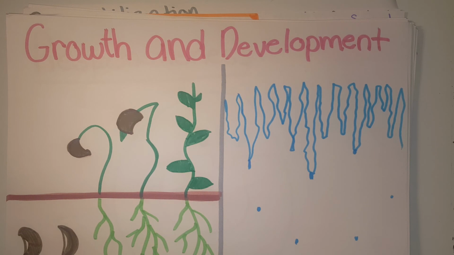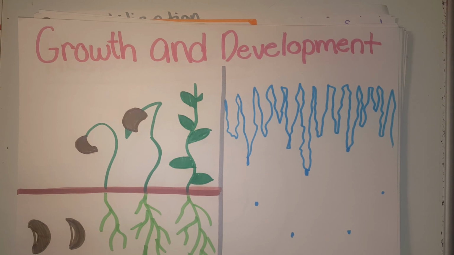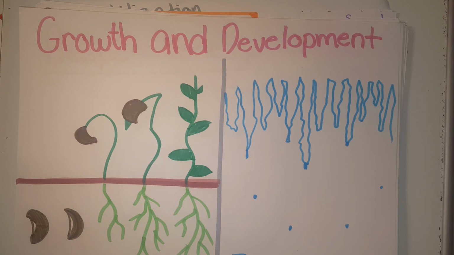We have growth and development. Second, the most familiar kind of living things are plants and animals. Some of us have raised our pets in our homes and watched their growth and development.